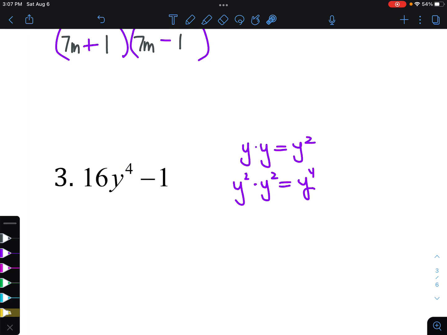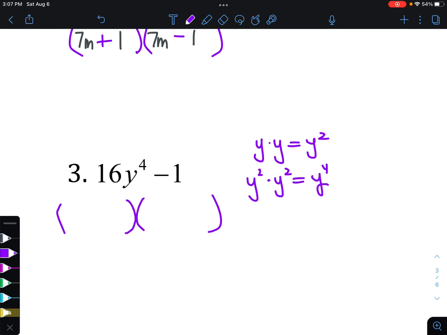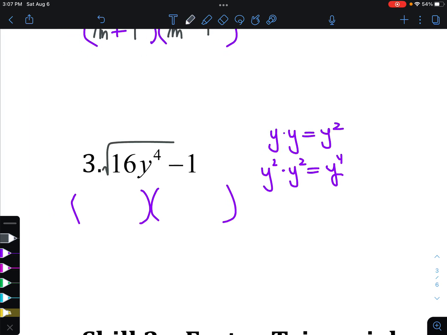Because y to the 4th is a perfect square, we can use the difference of two squares pattern. If we take the square root here, we're going to get y squared as our first term. Remember, one sum, one difference. And then the square root of 1 is just 1. So, like I said, this takes it up a notch and gives us another challenge in using dots. In these cases, watch out because you might be able to continue using dots again.